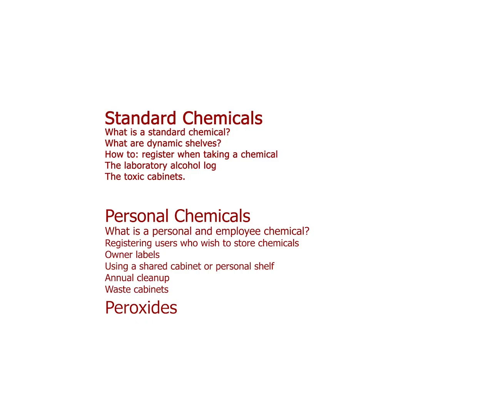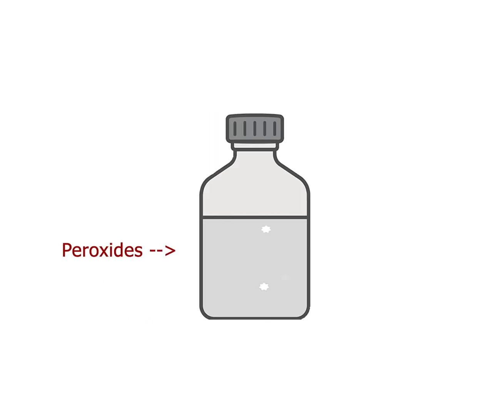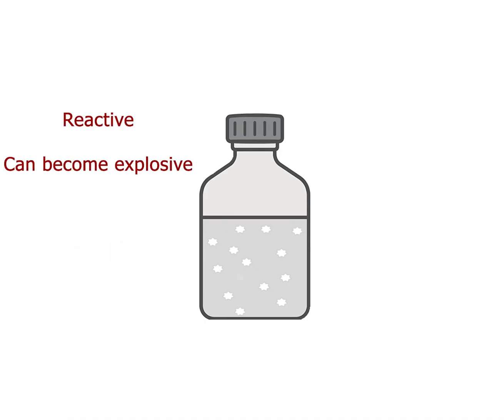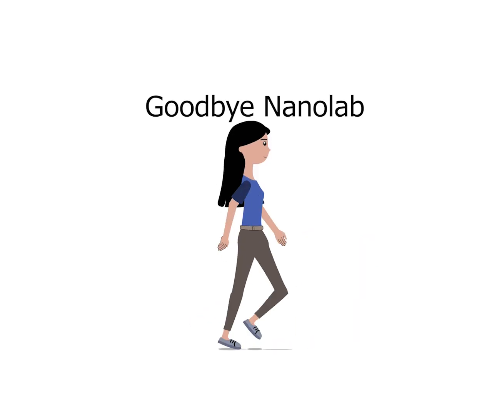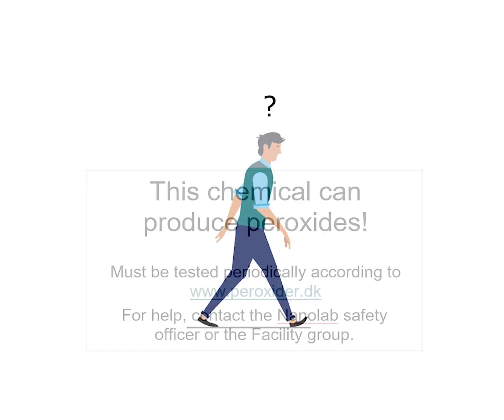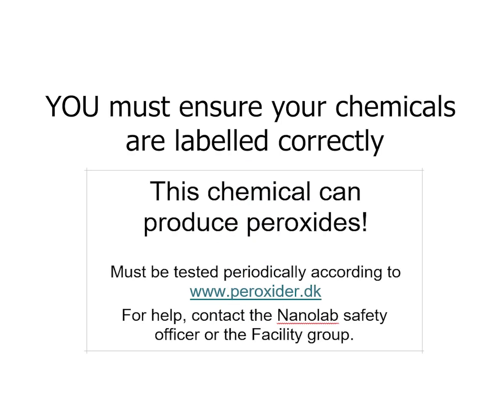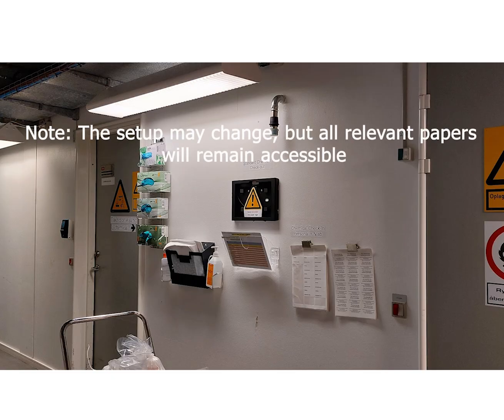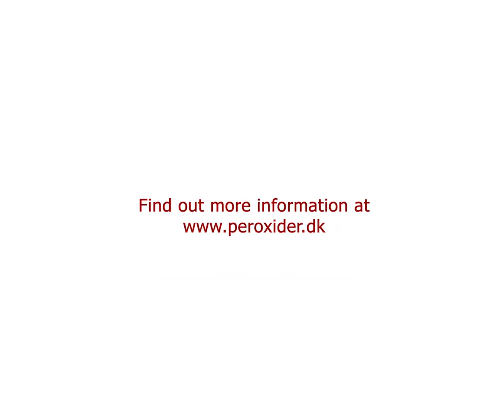Peroxides. Some chemicals can form peroxides over time. Peroxides are highly reactive and can become dangerous, even explosive, if not managed properly. Some users forget about their chemicals once they leave, while others may not even know about the risks. To ensure safety, you must visibly mark your chemicals that can form peroxides. Nanolab has made pre-made labels ready for your convenience. On Chemibrug, you can search for your chemical and check for peroxides to quickly see if labeling is needed. More info at www.peroxida.dk.